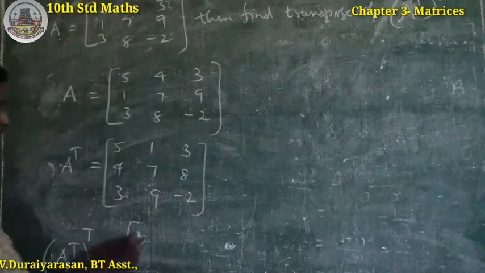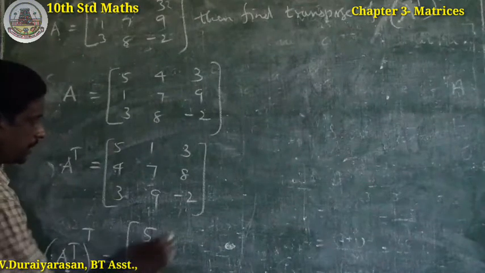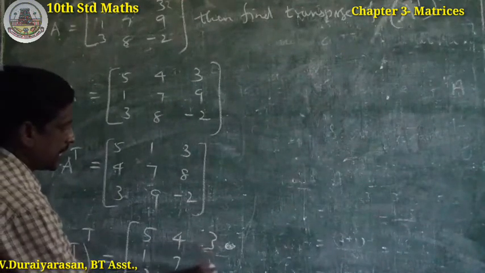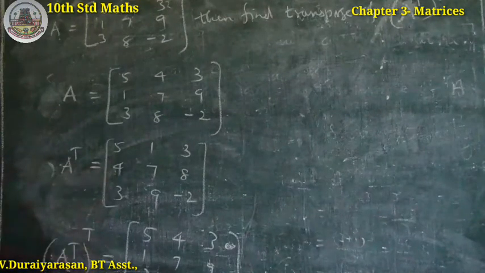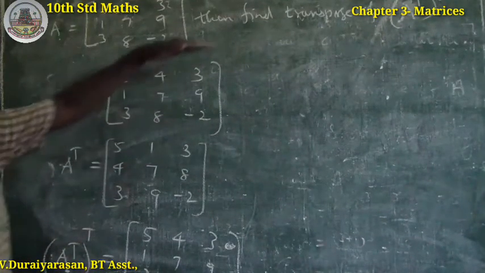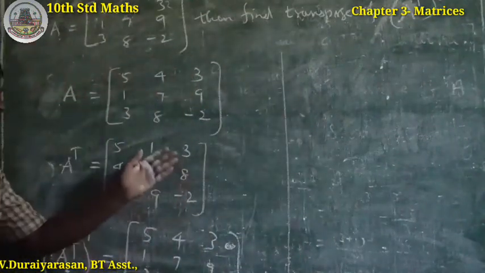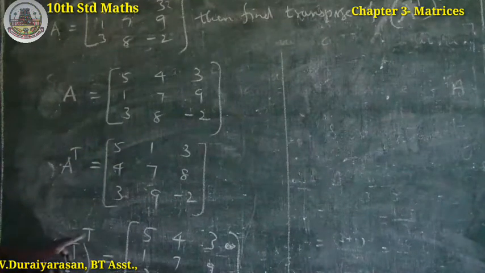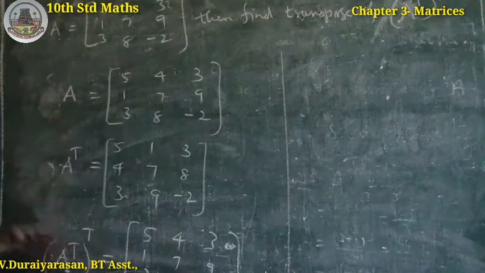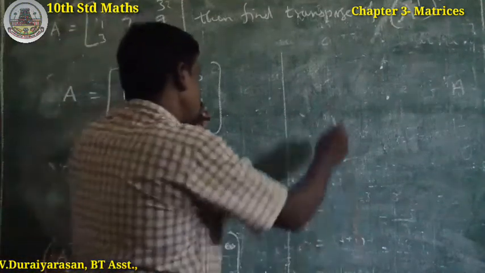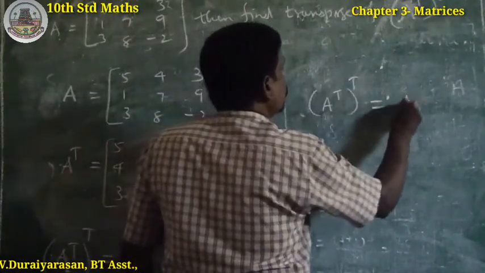So first row is converted to first column. 5, 1, 3. 4, 7, 8, 3, 9, minus 2. Right. First A transpose, second to find A transpose, whole transpose. This is a 2-mark question. What is the conclusion of this 2-mark question? A transpose, whole transpose is equal to A. My conclusion is A transpose, whole transpose is equal to A.